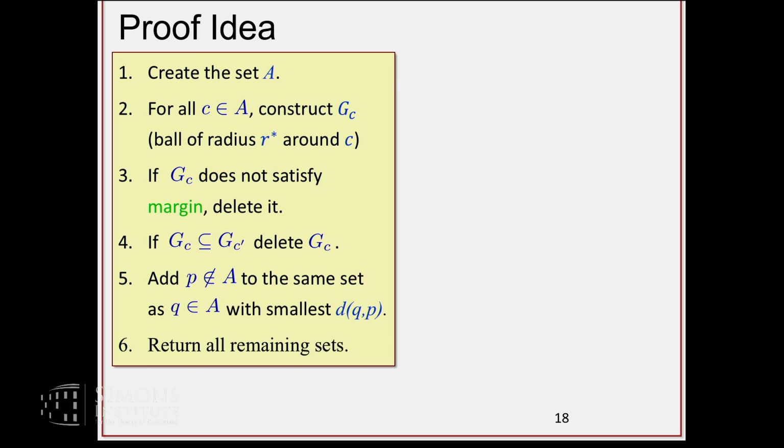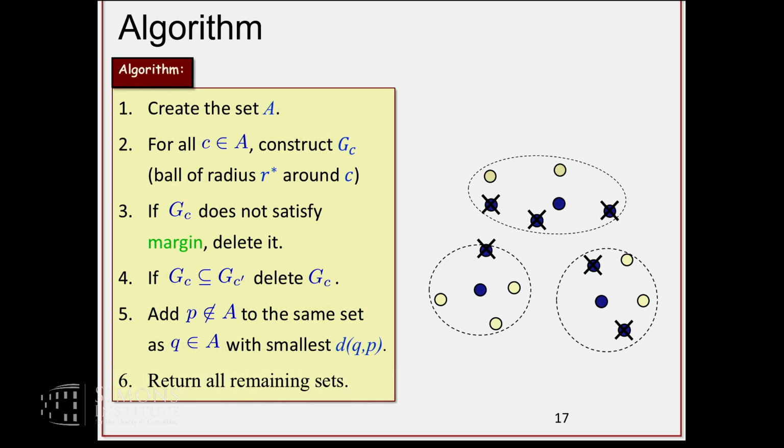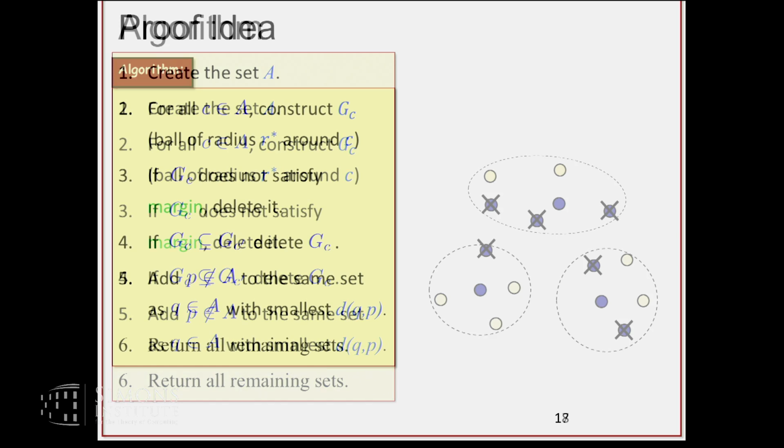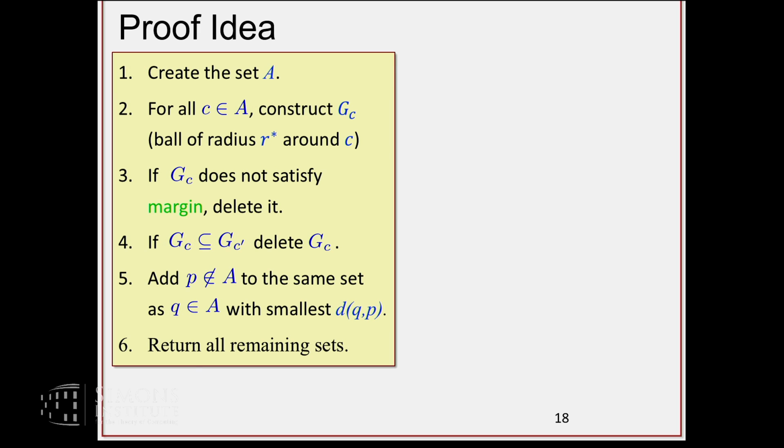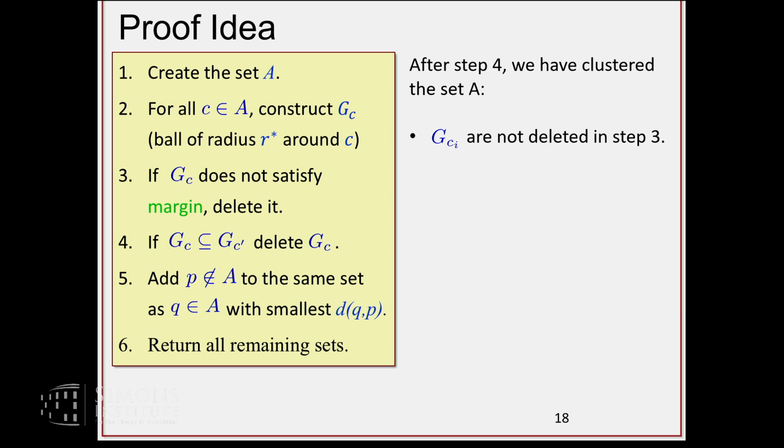Is the algorithm clear to everyone, first of all? Okay. So now why does this give us the optimal solution? I claim that after step 4, we've optimally clustered the set A.